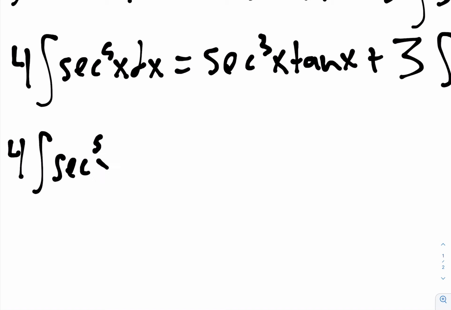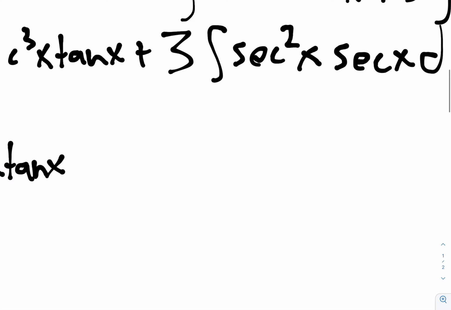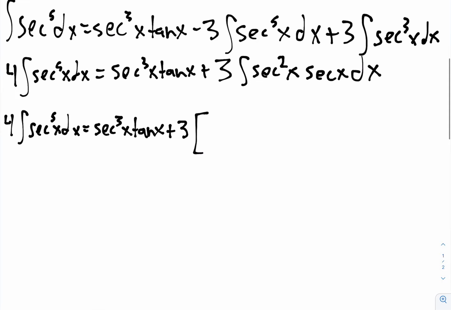Secant to the 5th x dx equals secant cubed x tan x, right, plus 3 times, okay, we're going to have to figure out what the integral of secant squared x secant x dx is going to be. So I'm actually going to write it down over in this space here. Okay, so remember when we're picking our u and our v, we're thinking what can we differentiate and what can we not integrate.